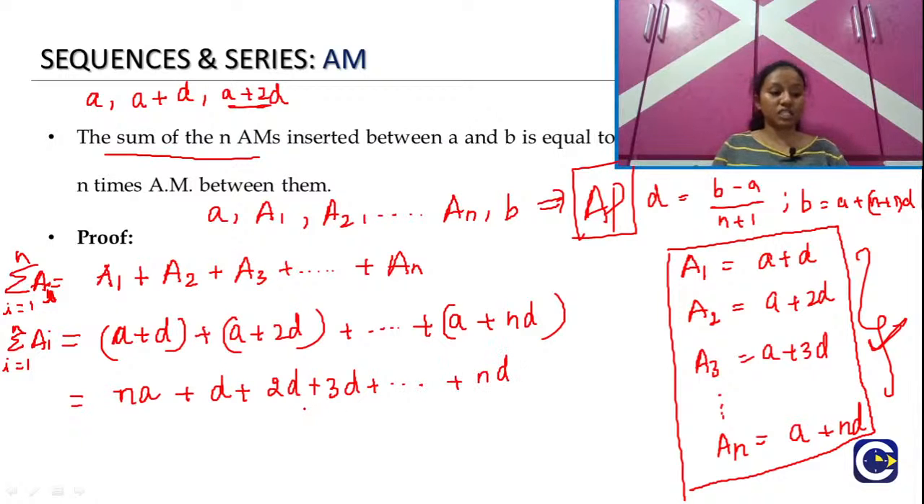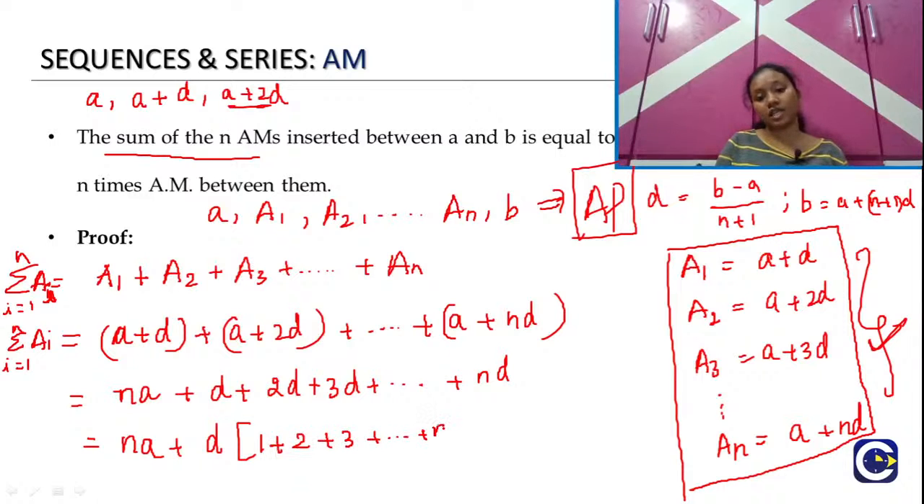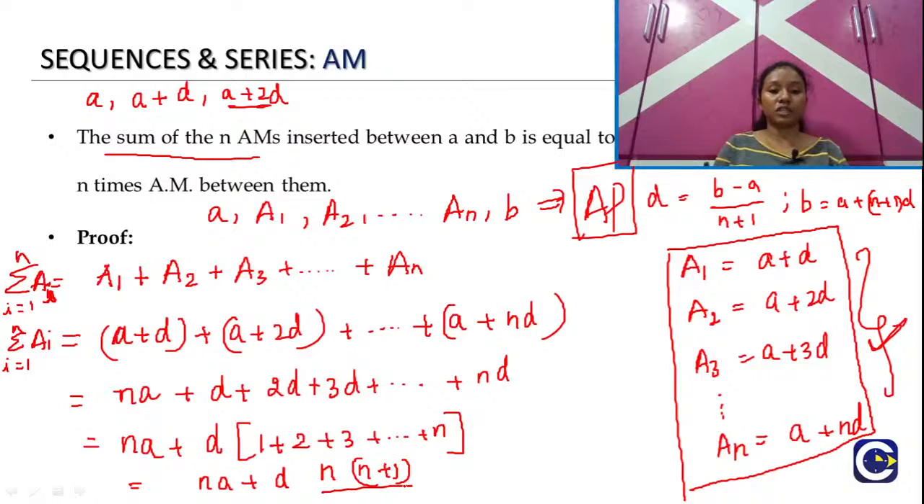Again we can take D common here. So NA plus, if we take D common, it will be 1 plus 2 plus 3 plus and so on until n, and that is nothing but the sum of the n terms. So now let's use the formula of the sum of the n terms. So NA plus D into the sum of the n terms, given by n into n plus 1 by 2. So this is our sigma, but here in place of D we can substitute the formula which we have determined earlier.